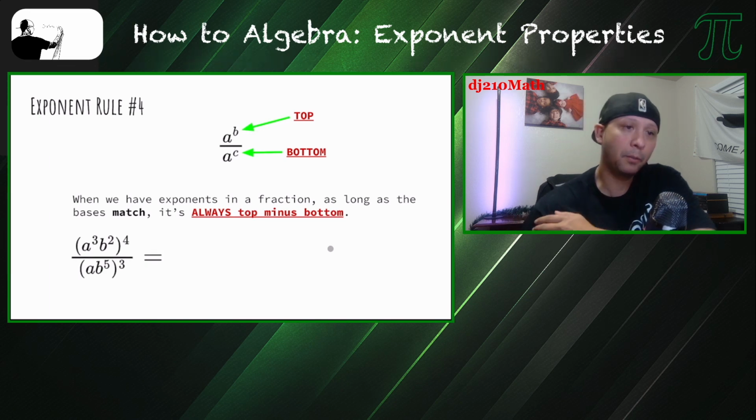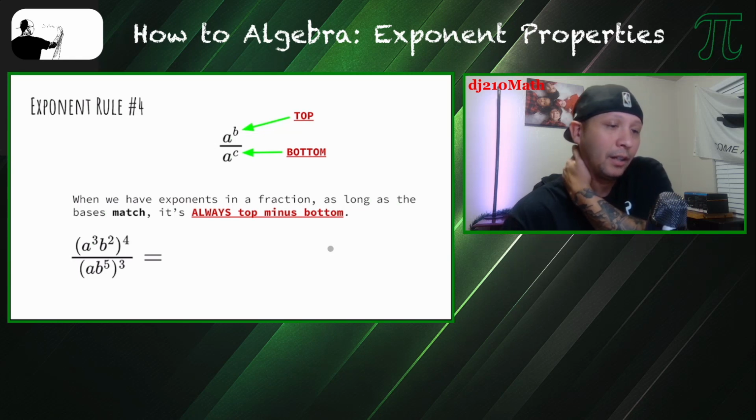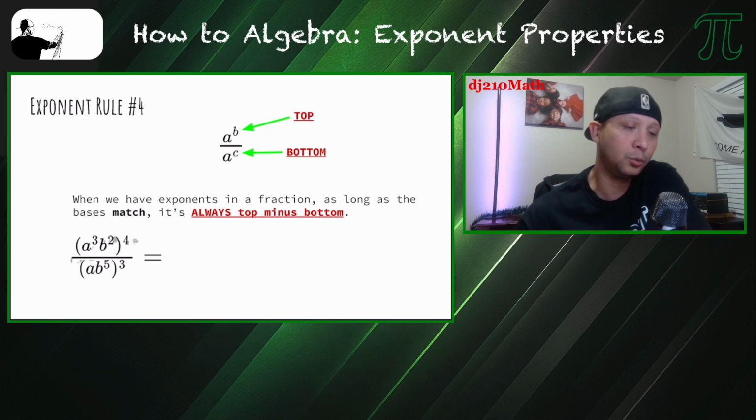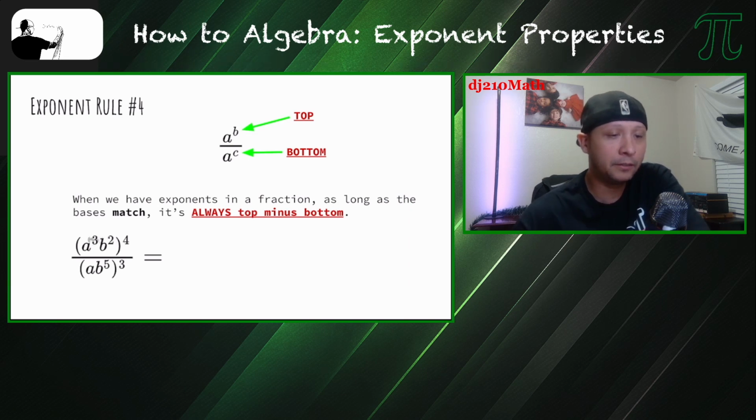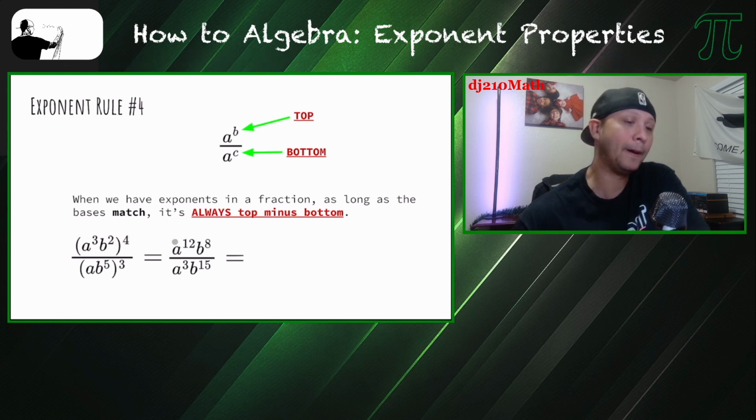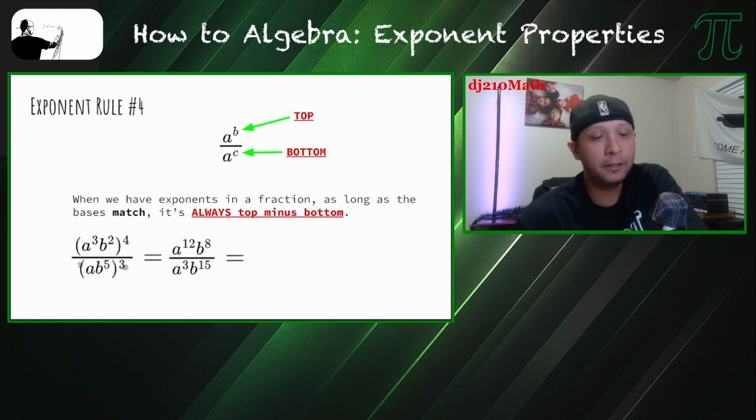All right, so exponent rule number 4 basically continued. In this example, we apply the power of 4 to each of these exponents, right? So we're going to just basically multiply because we have exponents raised to an exponent. So 4 times 3 is 12. 4 times 2 is 8. And in the bottom, we can apply the same idea. So a cubed and b to the 15th power.